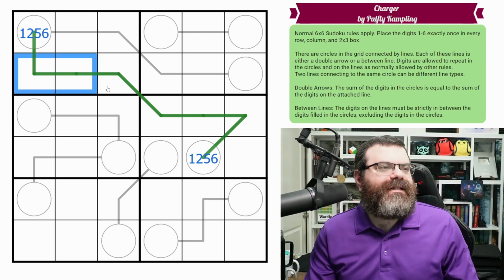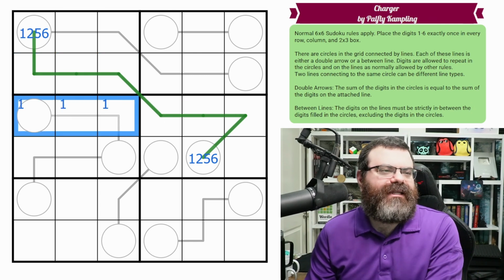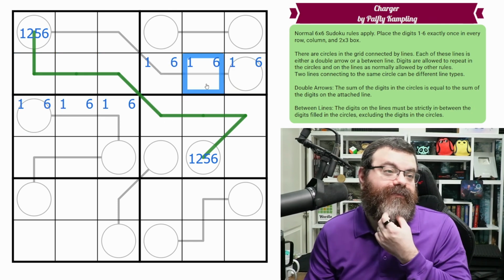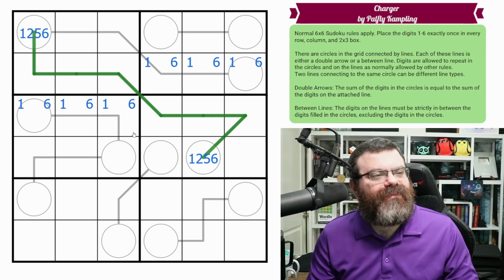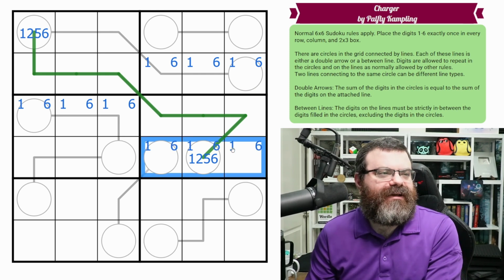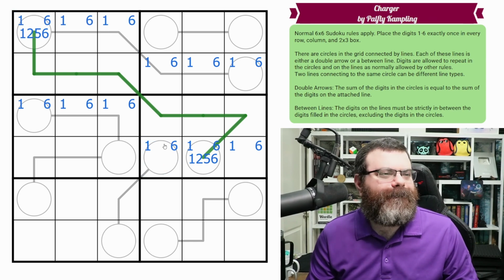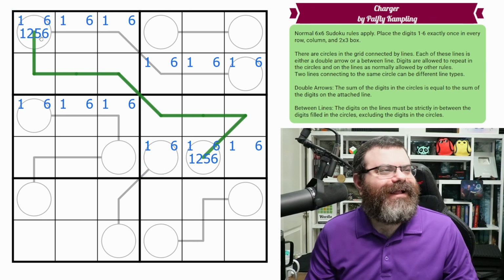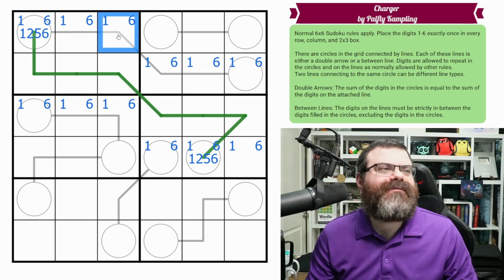So there are no 1s here and no 1s here, no 6s either. So we know that there's a 1 and a 6 here, and there's a 1 and a 6 here. Interesting. Which means there's also a 1 and a 6 down here, and also a 1 and a 6 up here. I bet we have to think about that. I was kind of hoping for some easier stuff to get started with, but I think probably this line's next.